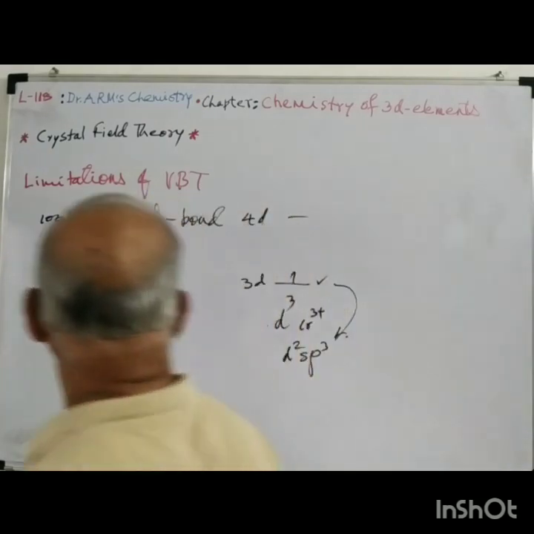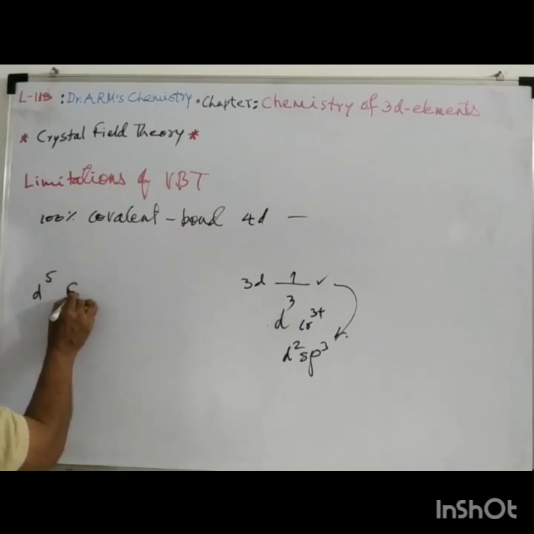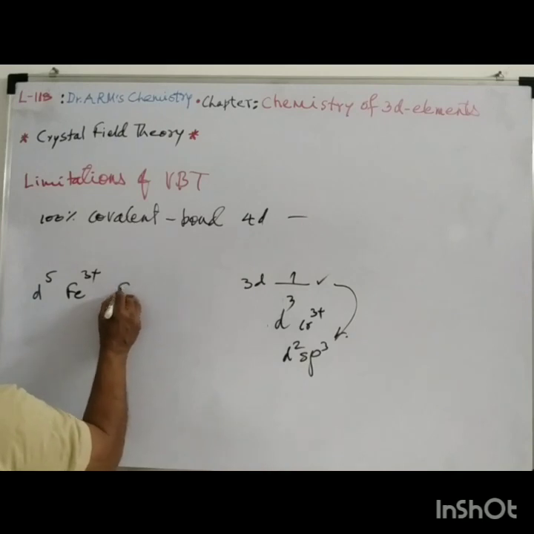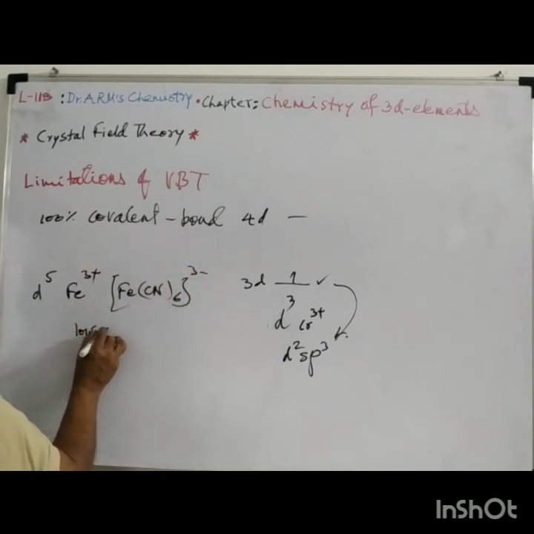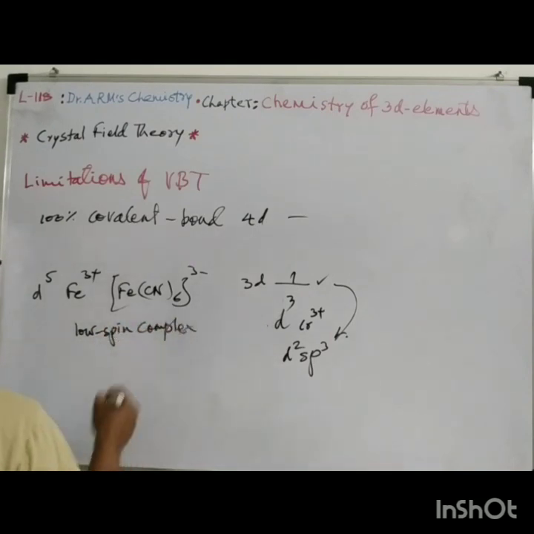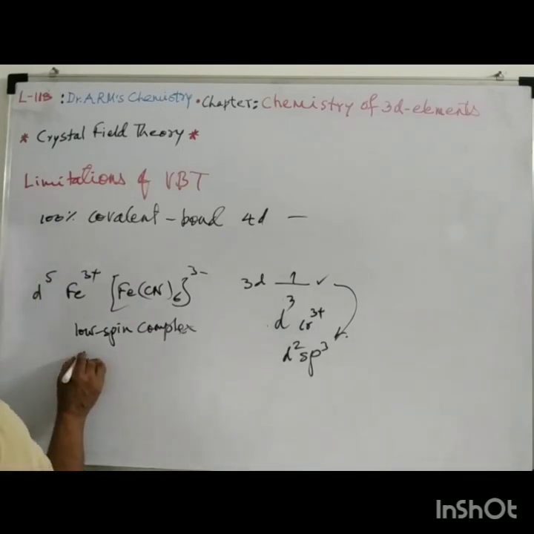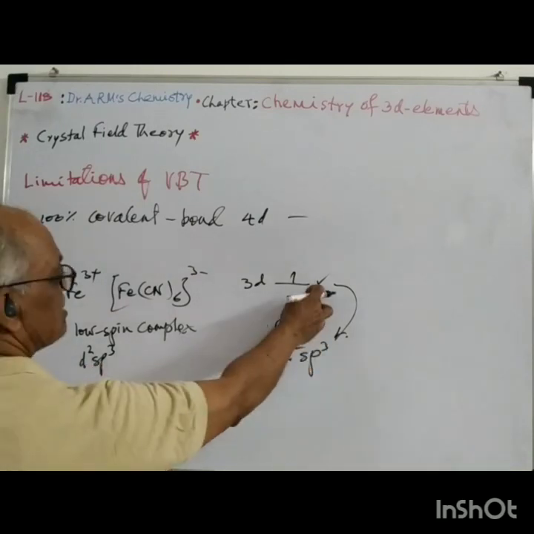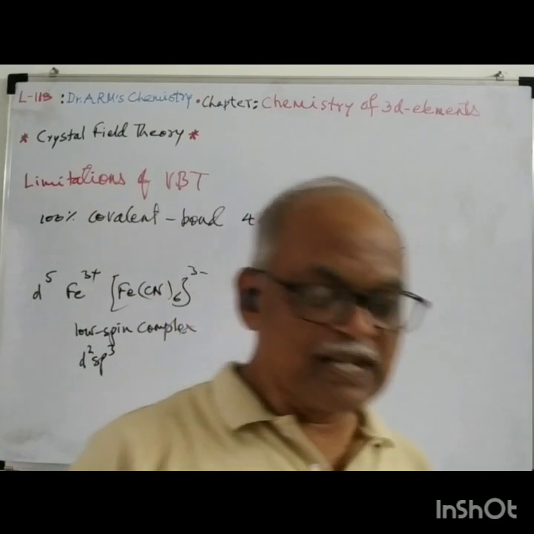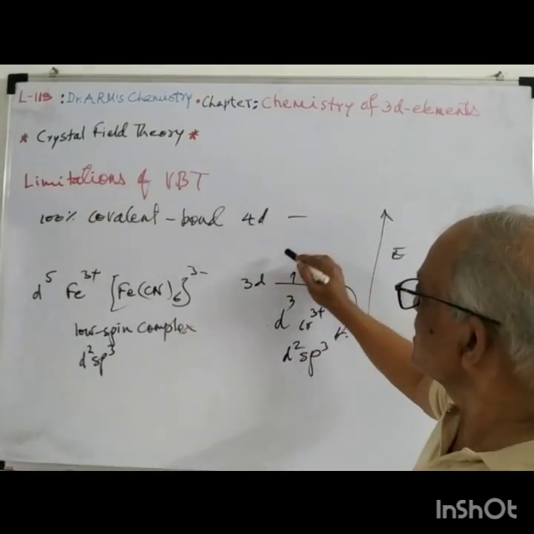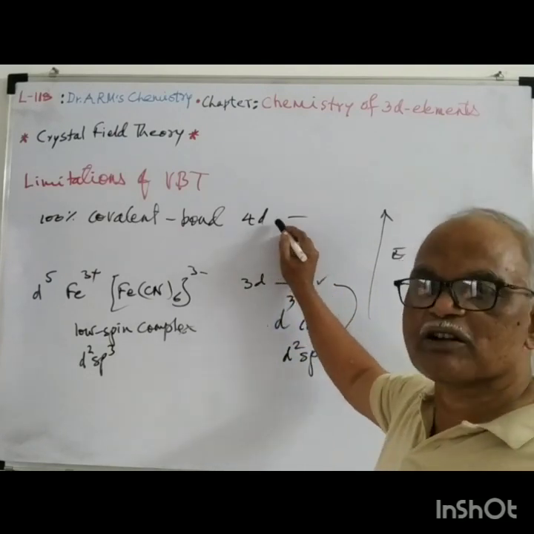But if you take another example, that is the d5 case of Fe3+, for example the complex FeCl6 3-, this is a low spin complex, and the type of hybridization is d2sp3. So in here also, the d orbitals used are of this 3d. The energy of this 3d is lower, the energy of 4d is much higher. So even after this large energy difference, instead of using the orbitals from 3d, sometimes 4d orbitals are also used.